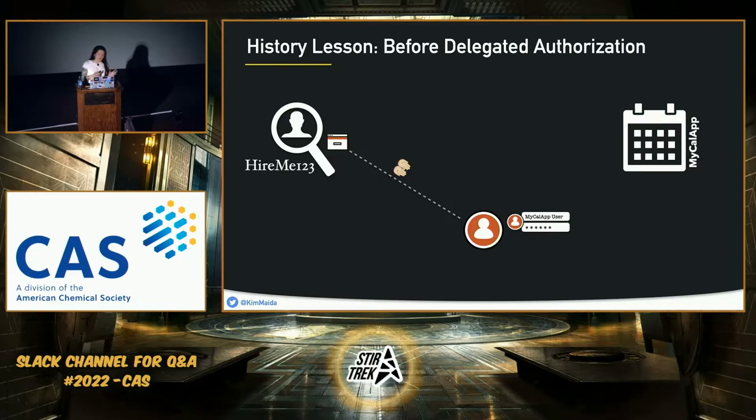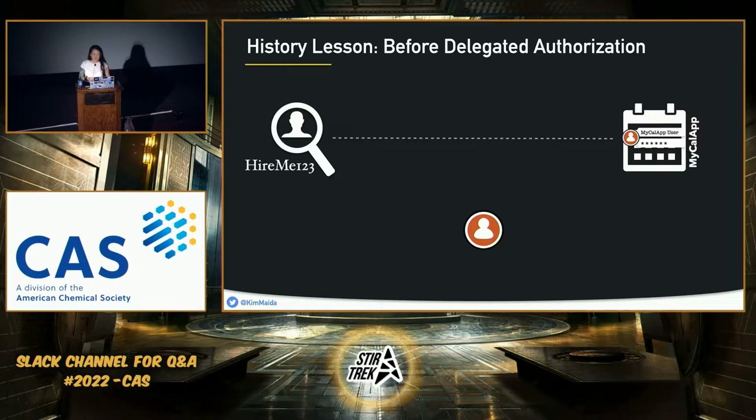So historically, what would happen first is that Hire Me would ask you, the user, for your MyCal credentials, your MyCal username and password. You would give your MyCal username and password to Hire Me, and then Hire Me would take your credentials and it would use them to access the MyCal API, basically as you. At that point, Hire Me could access the API to create calendar events using the access that you gave it by sharing your MyCal credentials.